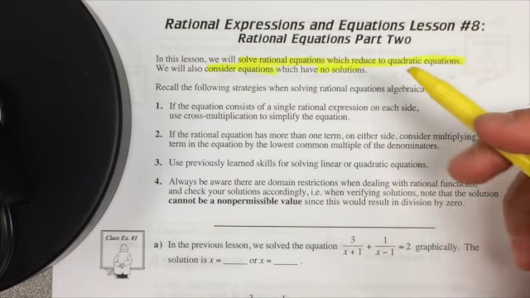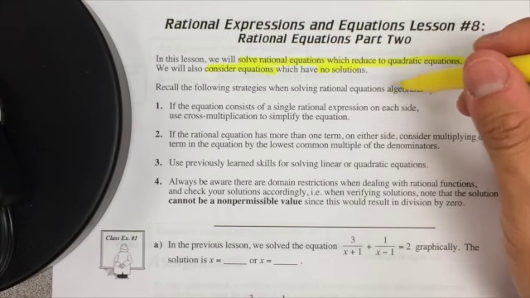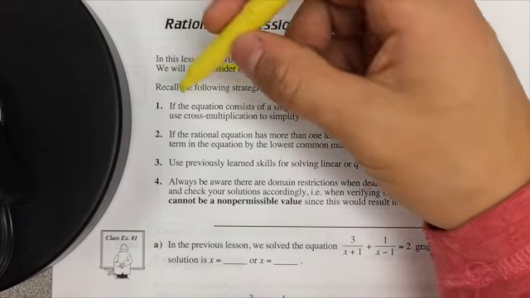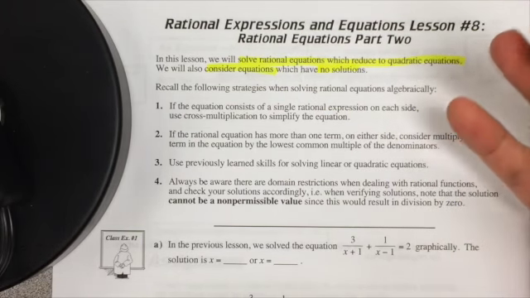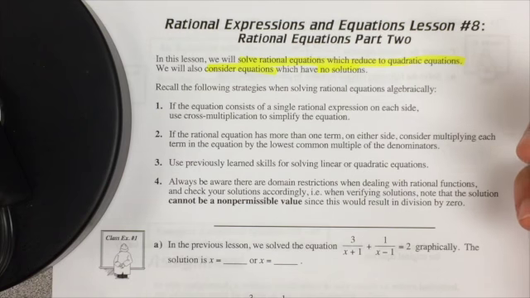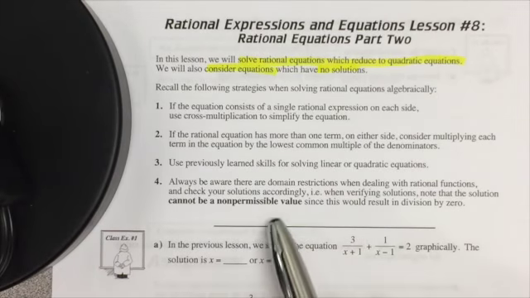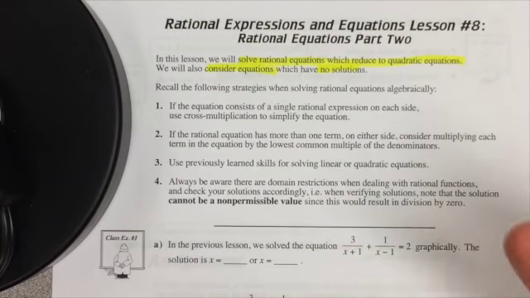Now, to do this lesson you have to remember how to solve rational equations algebraically. Recall that if the equation consists of a single rational expression on each side, then you have to cross multiply. If there's more than one, then you have to multiply first by the lowest common multiple of the denominators, and then use your previous skills of factoring, expanding and canceling out like terms, and your non-permissible values, of course. In that case, you don't want to be able to divide by 0.